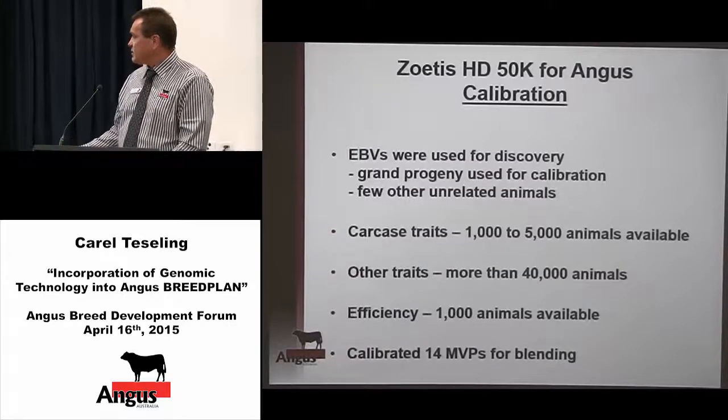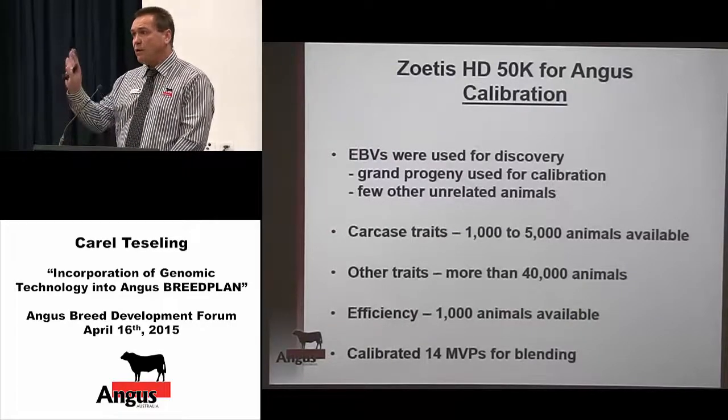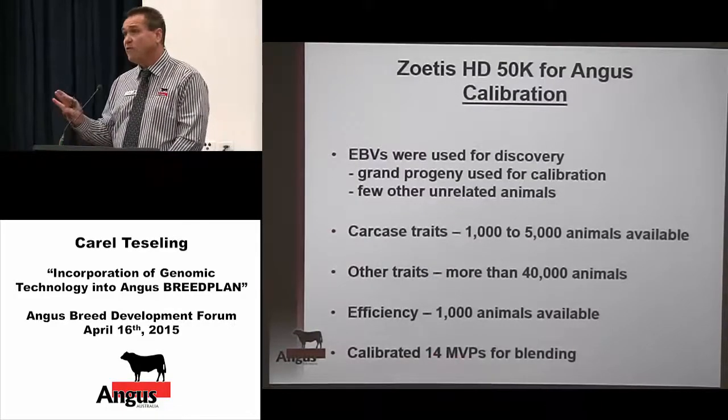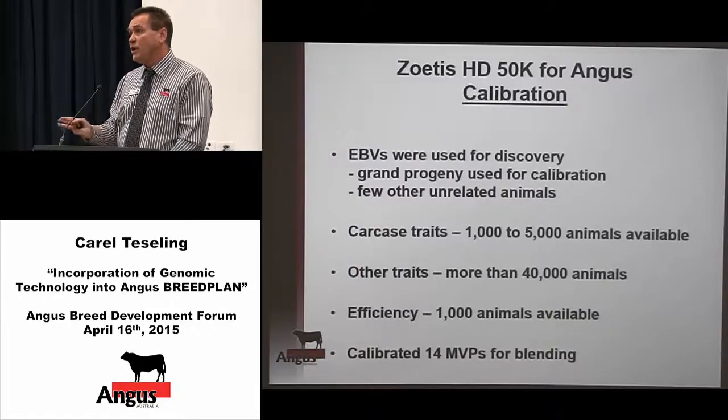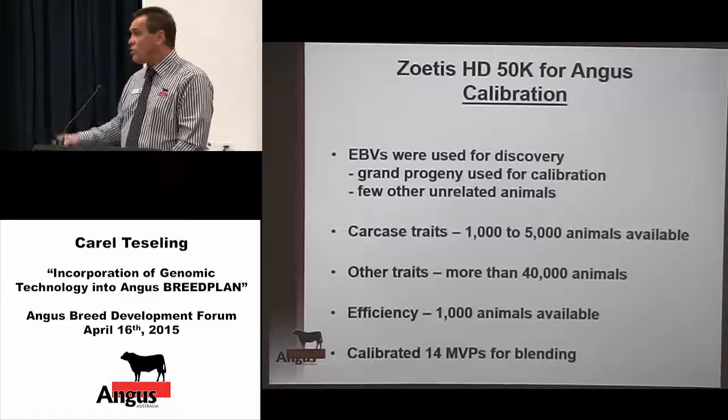And then what has happened with that calibration is AgMove came back and said, listen, we've been able to calibrate 14 MVPs for blending. So 14 of the MVPs of those 22 that I indicated previously are actually used by BREEDPLAN and contribute to the EBV equivalents.